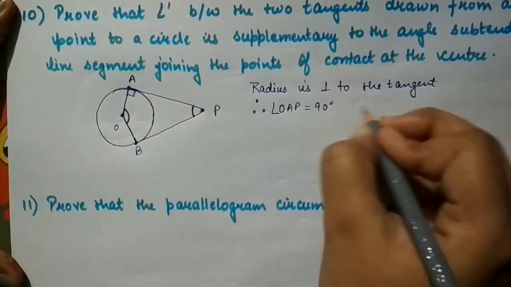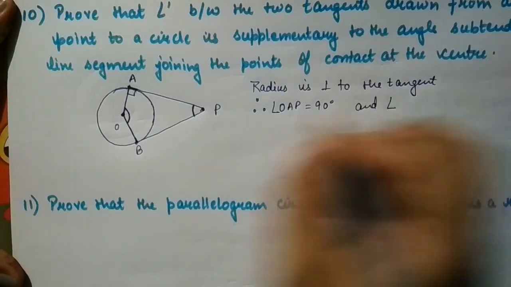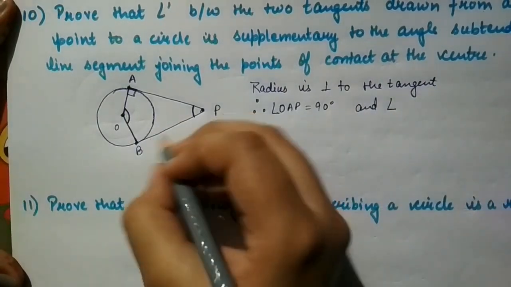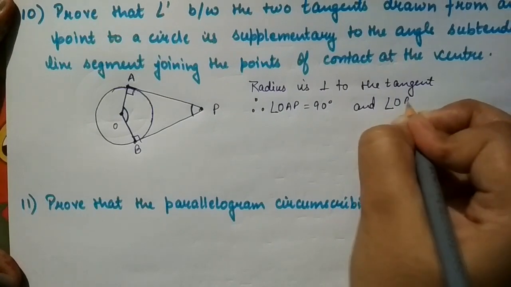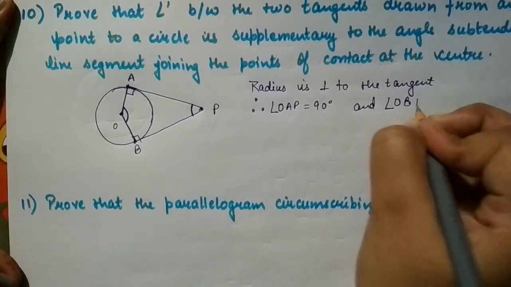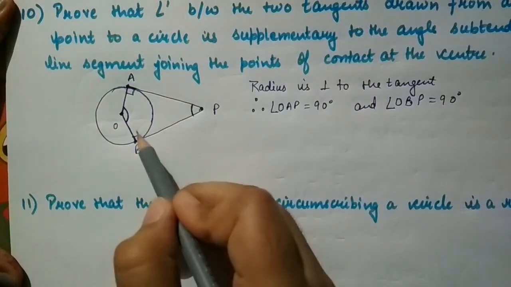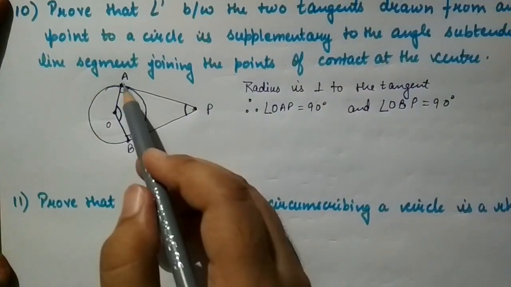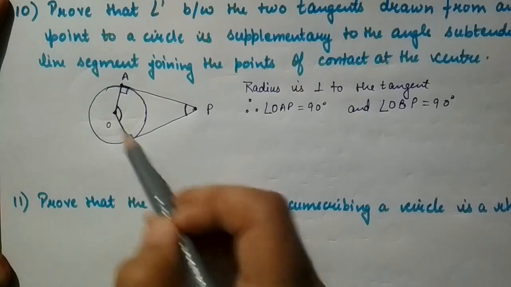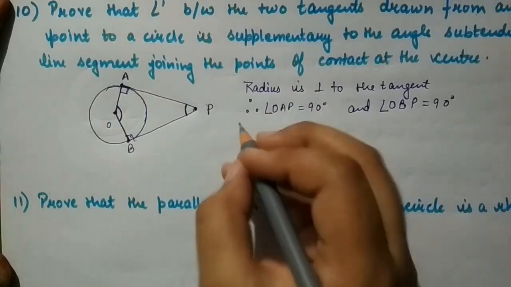Similarly, angle OBP will also be 90 degree. So this angle is 90 degree and this angle is 90 degree, and this AOBP is a quadrilateral.